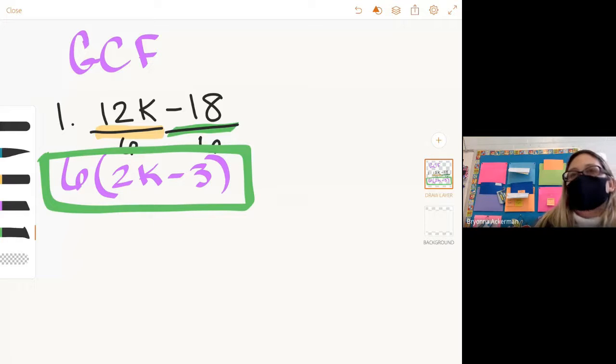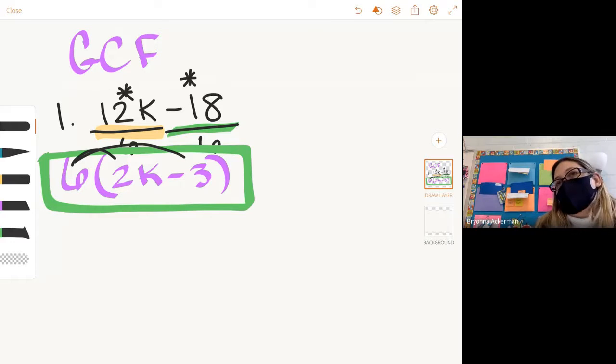It's almost like the opposite of distribution. We're pulling something out rather than putting it in the parentheses, right? If I were to redistribute this, I'm going to get the same original thing back, right? 6 times 2K is 12K, and 6 times negative 3 is negative 18. So you know that you did it right because you can check that it goes back to the original.